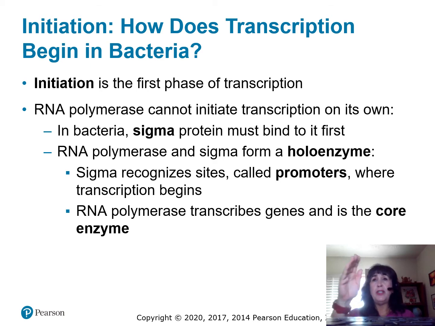A promoter region is like a store sign or a restaurant that has the open sign and it's blinking, open, open, I'm open. Okay, well, that's a promoter region. And usually that will be found upstream from the gene that is going to be copied. So notice this holoenzyme attaches actually to DNA before any transcription begins. RNA polymerase transcribes genes and is the core enzyme.